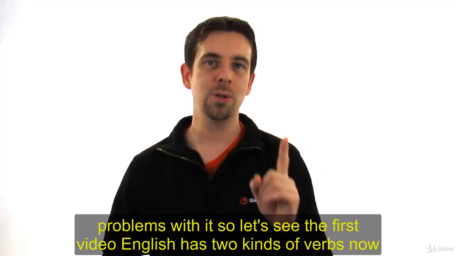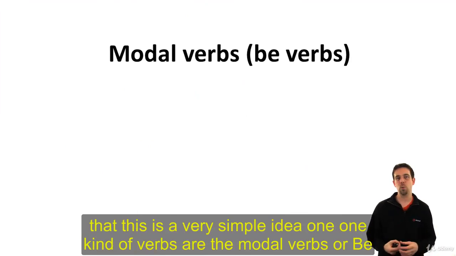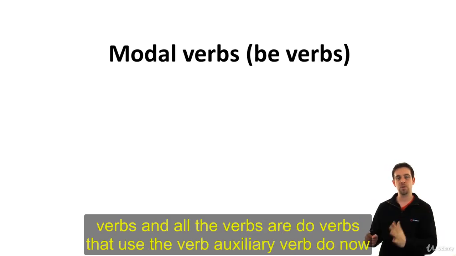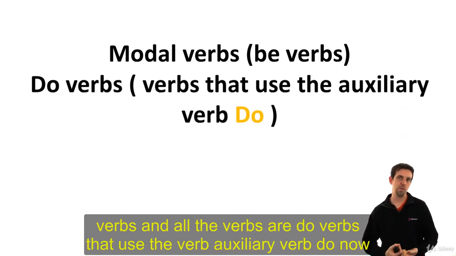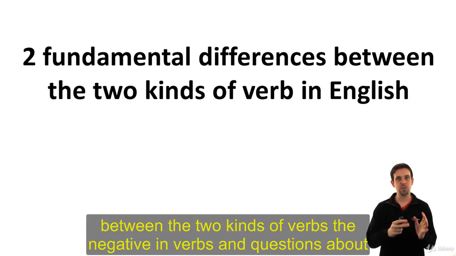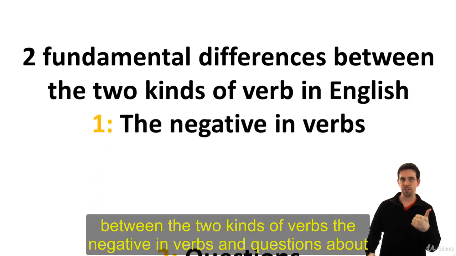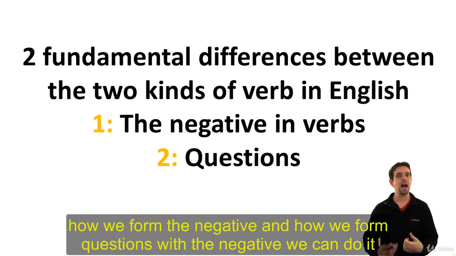English has two kinds of verbs. Now, this is a very simple idea. One kind of verbs are the modal verbs, or be verbs, and other verbs are do verbs that use the auxiliary verb do. Now, let me explain that a little better. There are two fundamental differences between the two kinds of verbs: the negative in verbs and questions, about how we form negative and how we form questions.